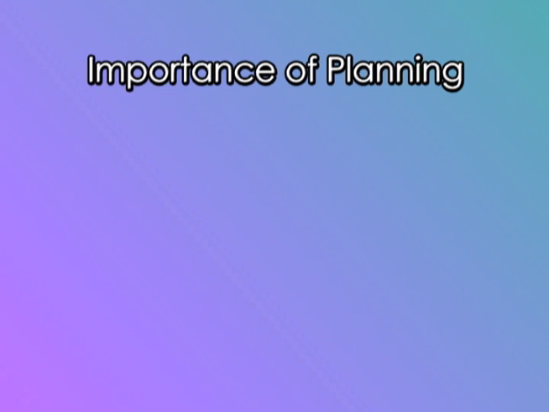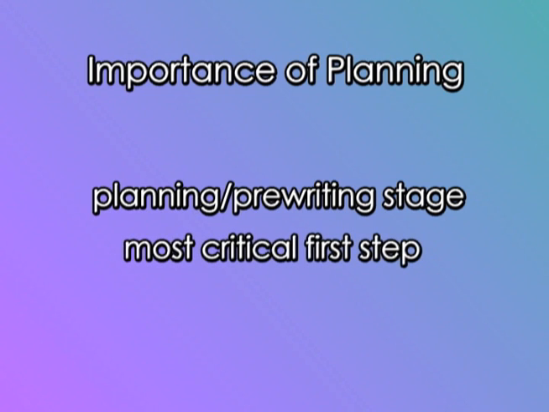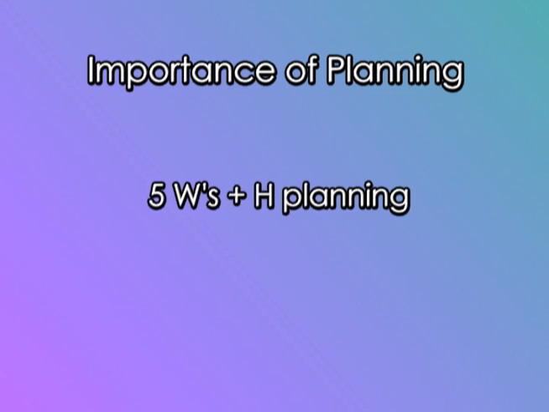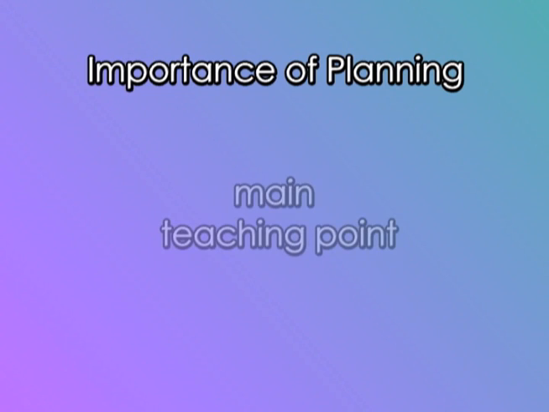Just as you saw in the first lesson of beginning, middle, and end, this planning pre-writing stage is the most critical first step in the writing process. The 5 W's and H planning the students do first creates more description and details in their writing. Using the planning sheet to gain more description and details is my main teaching point I want to convey to them while I model my 5 W's and H planning and writing.